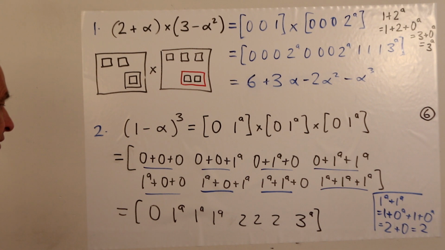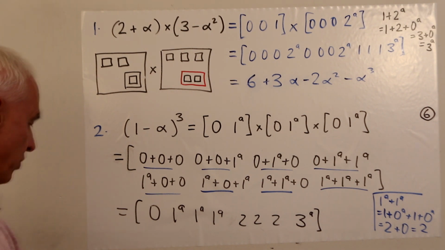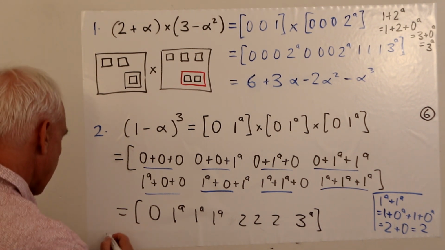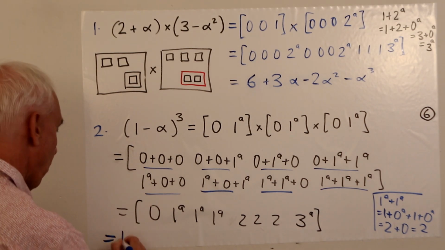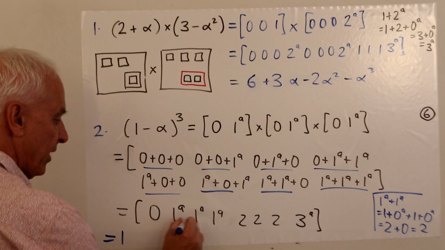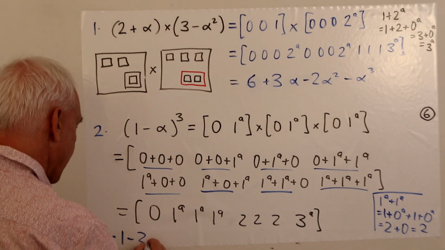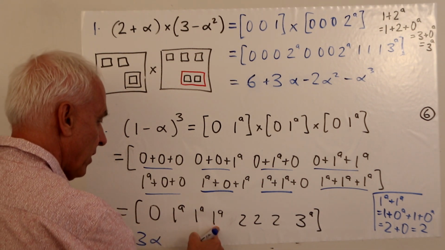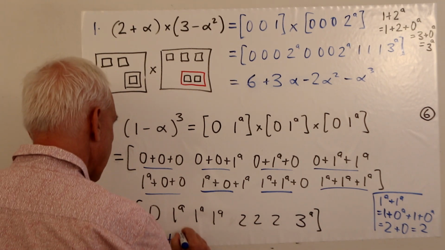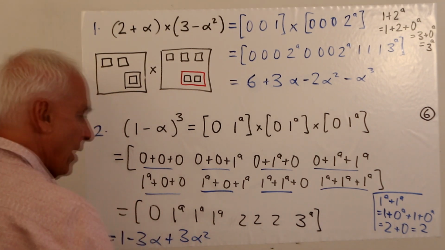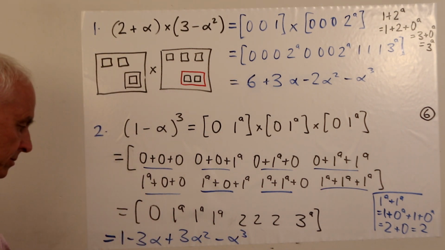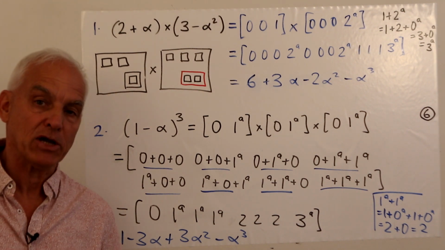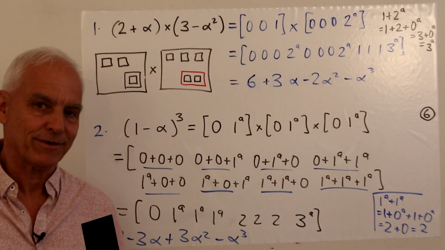And if we wanted to write that out as a polynumber, let's squeeze it down here, maybe in blue. So this is what? This is 1. There's 3 of these, so that's minus 3 alpha. There's 3 of these, so plus 3 alpha squared. And there's 1 of these, so minus a single alpha cubed. So we've done a little binomial expansion in this mset world.